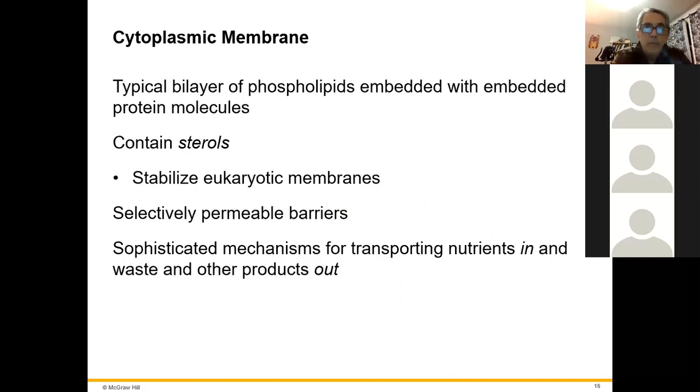The cytoplasmic membrane can be a typical bilayer of phospholipids embedded with proteins. That would be true of fungi, true of us. It contains sterols, which are ring structures like cholesterol. Sterols help stabilize eukaryotic membranes. Eukaryotic membranes are selectively permeable. They determine what gets in and out of a cell. They can have sophisticated mechanisms for transporting nutrients in and waste products out.